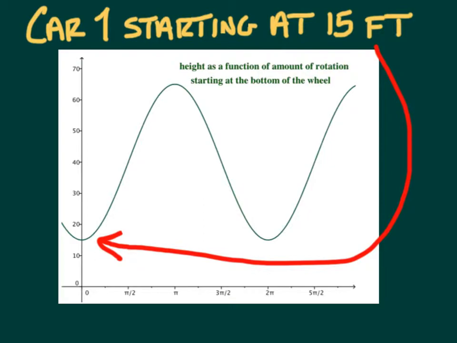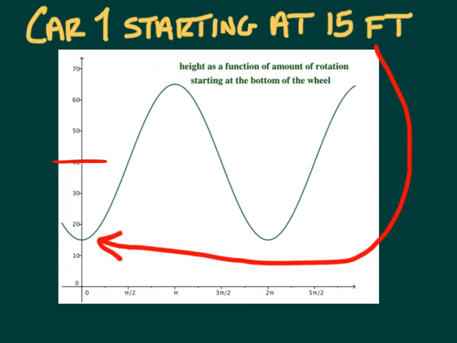So for the height as a function of amount of rotation starting at the bottom of the wheel, here is where we're going to start to change our starting point now. The starting point is no longer at 40. For the last graph that we looked at, we started at 40. That means car 1 is at the 3 o'clock position. In reality, we know when we go to the fair that you're starting off at the ground unless somebody is throwing you up to the 3 o'clock position, or you just have a trampoline to get there or whatever.